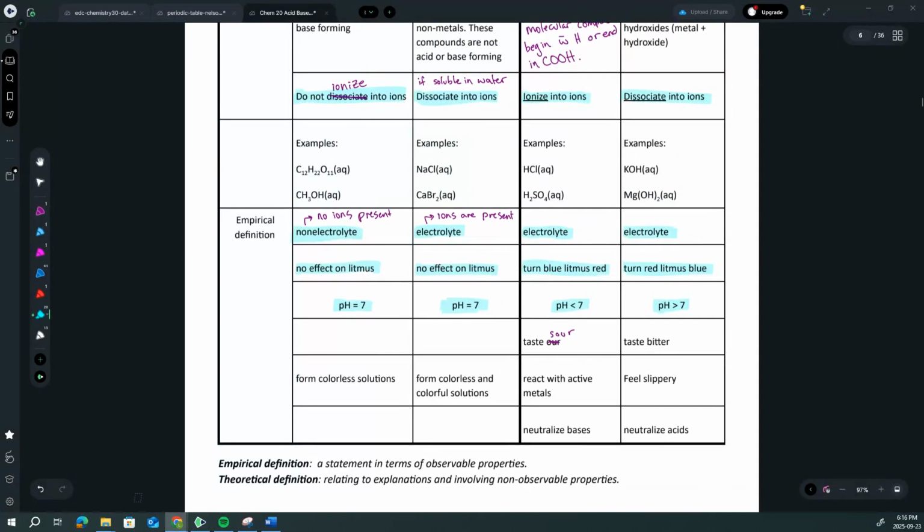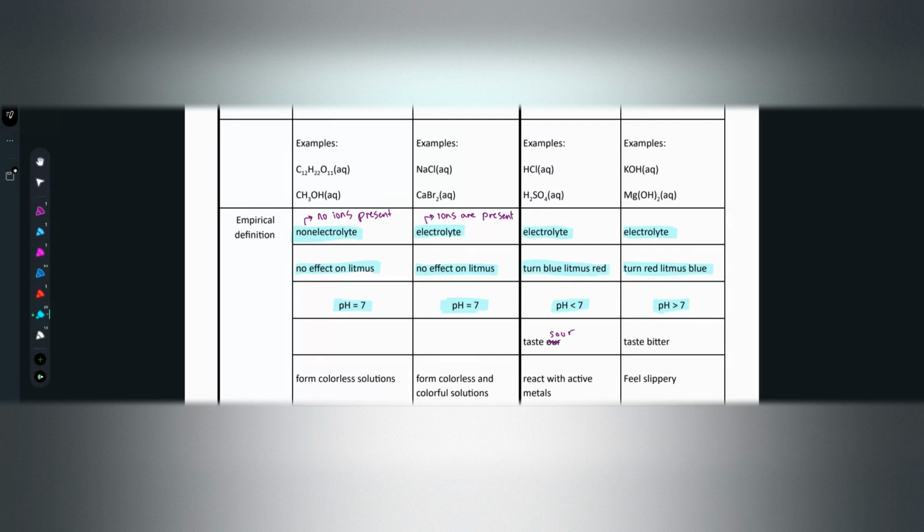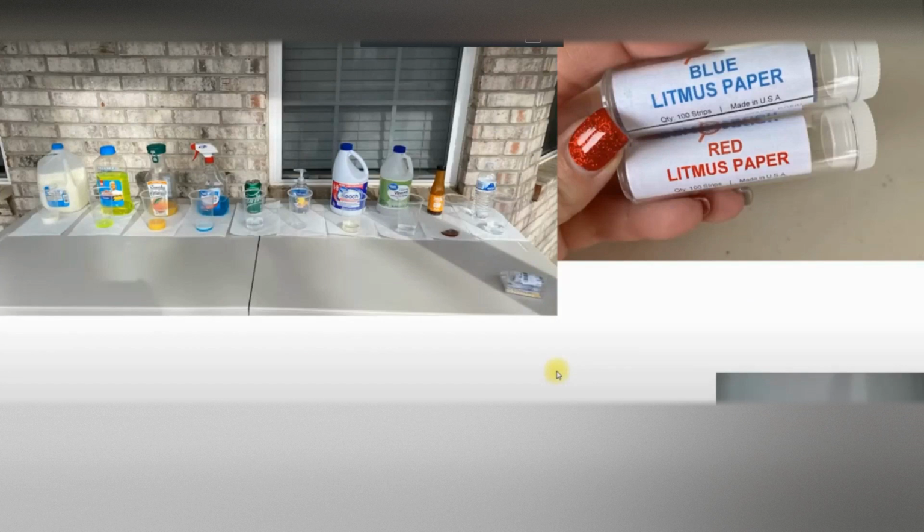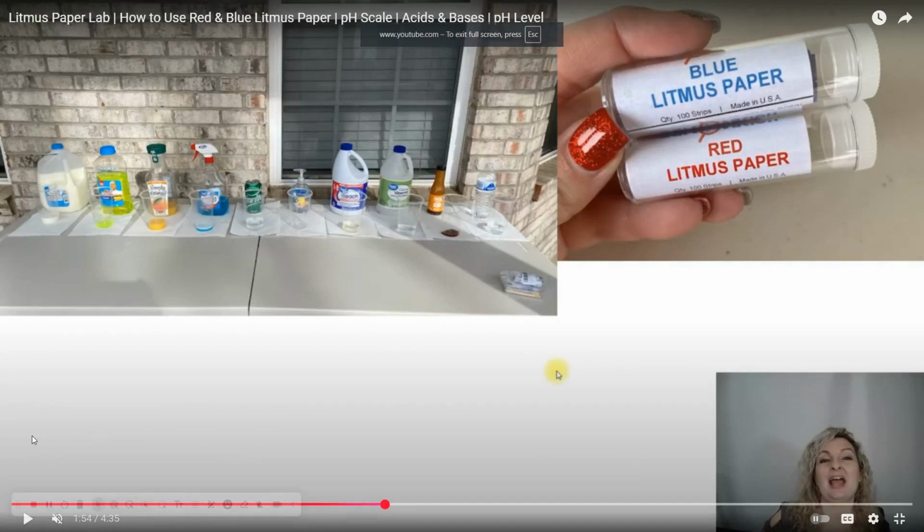So, as promised, I am going to show a video just with what litmus paper looks like, just so that it's not just me talking about it and you don't really understand it because you can't see it. So, here we got an experiment. And I'm just going to talk over this video as it goes. So essentially what this person's done is she's taking blue and red litmus paper, and she's got a variety of household substances which she's going to test the pH of.